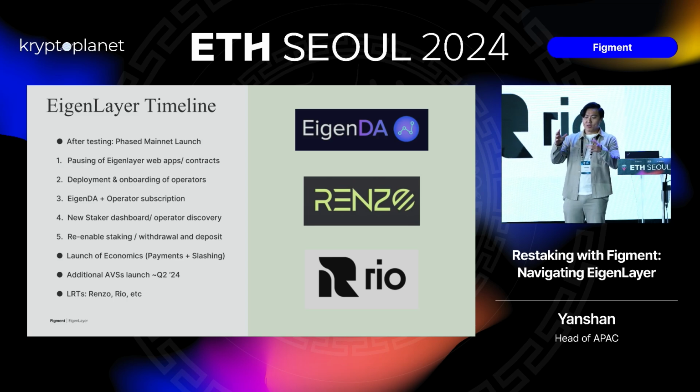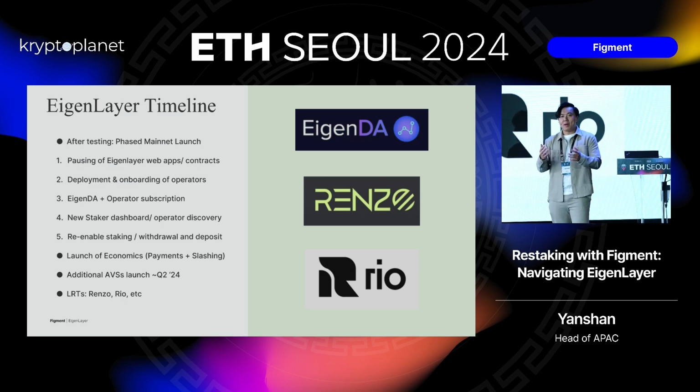And of course, in April, as I mentioned, EigenDA will launch and allow all the operators to subscribe to it. They will also have a new staker dashboard and operator discovery. With that done, they will re-enable staking, withdrawals and deposits. The next step after that, once it's live, you will also see the launch of economics and payments: how the payments will work, and what the slashing conditions will be on EigenDA for a start.